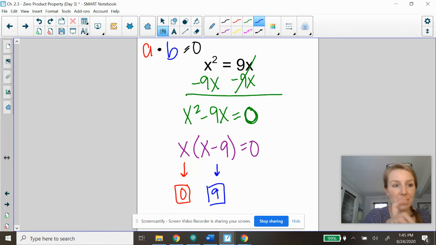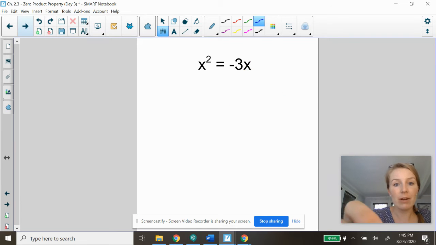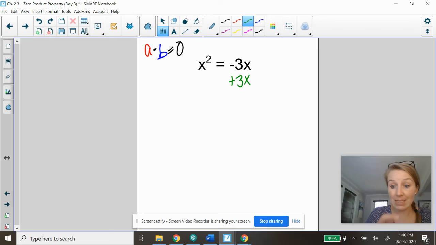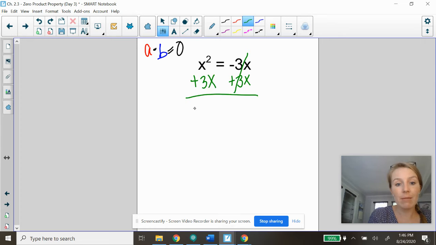I know I did that quickly, so we're going to do another one. All right, so again, we're trying to get to our A times B equals 0. So here's what we're going to do. I need to move this. I'm going to rearrange this by now adding 3x to both sides, right? If it's negative, the way that I get it back to 0 is by adding. So I'm going to add 3x to both sides. I'm now at x squared plus 3x equals 0, right? Now I have my magical 0 back.